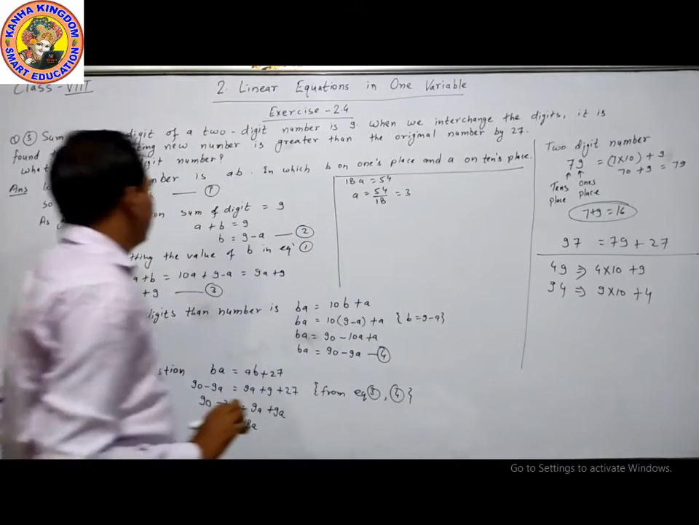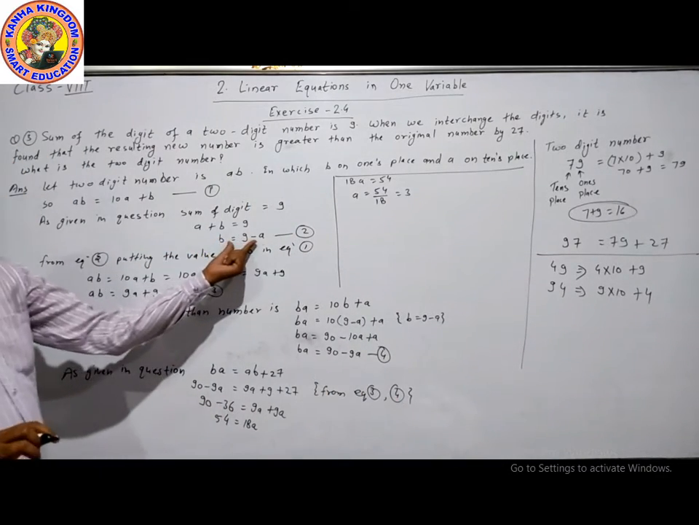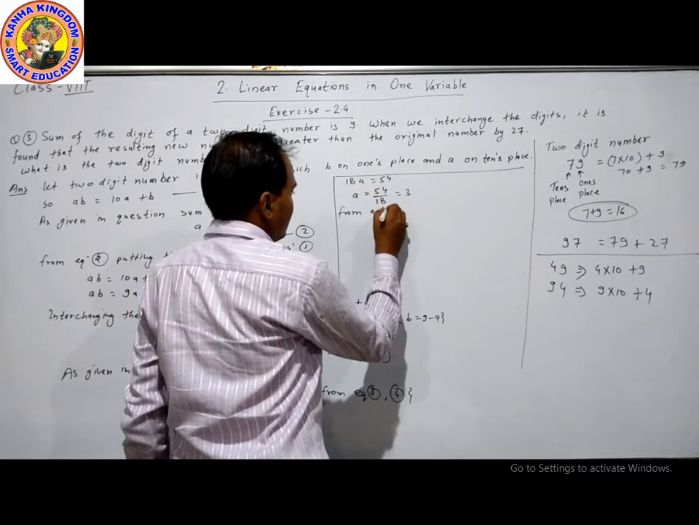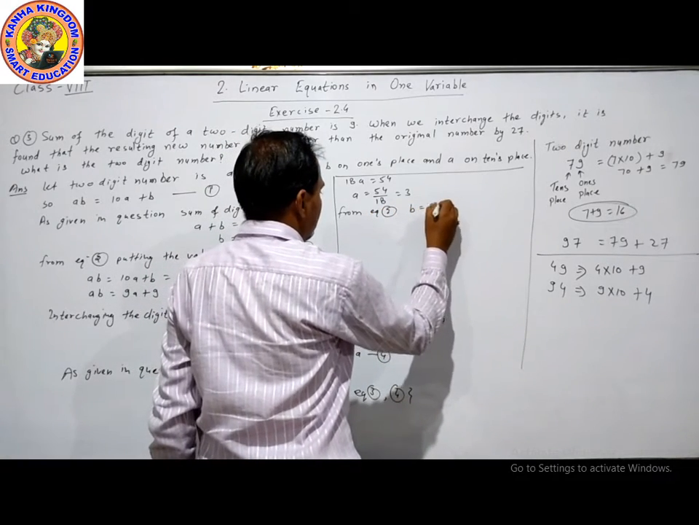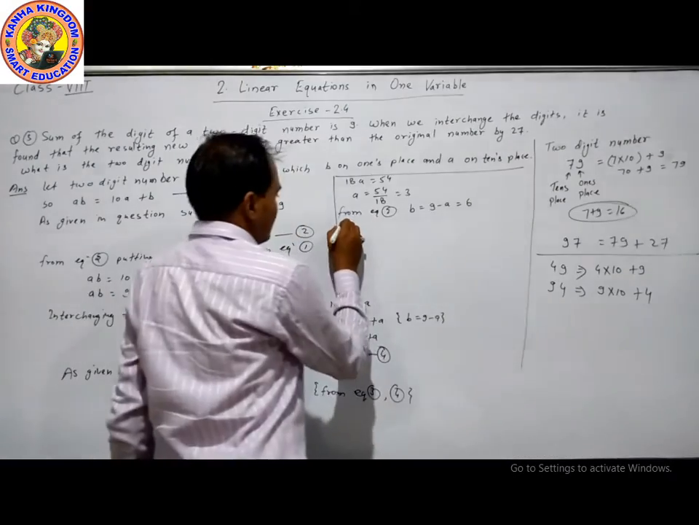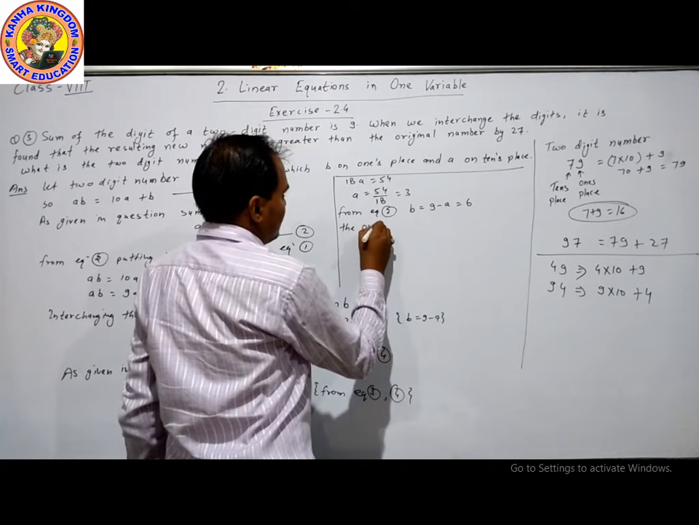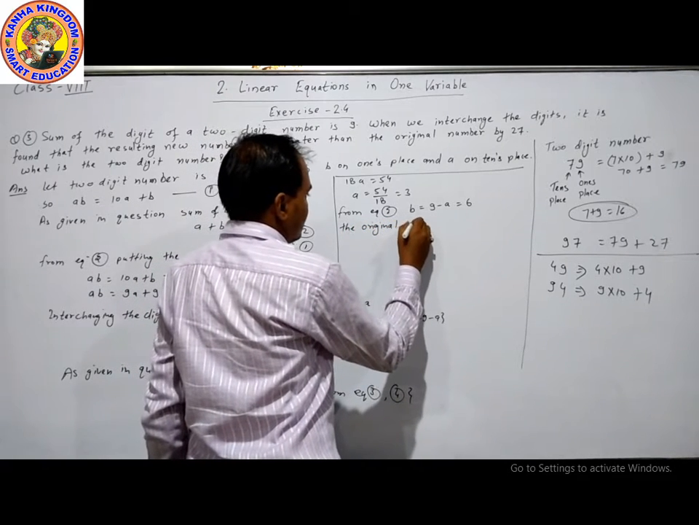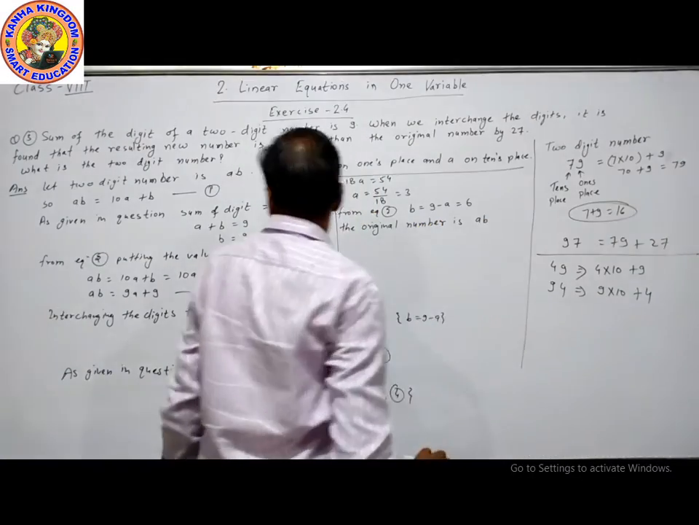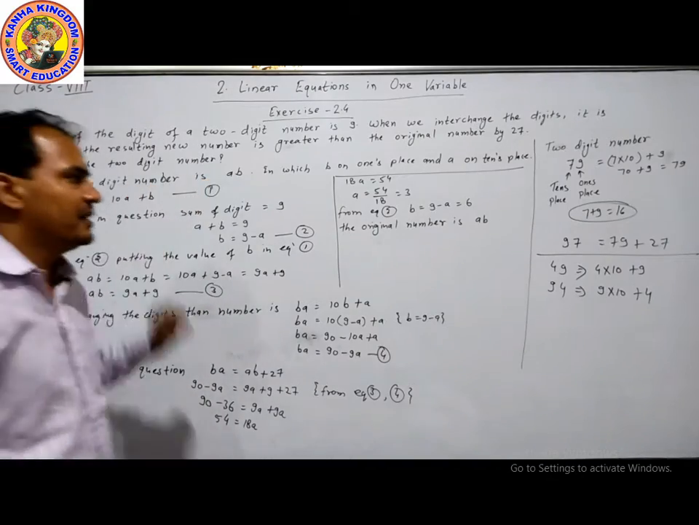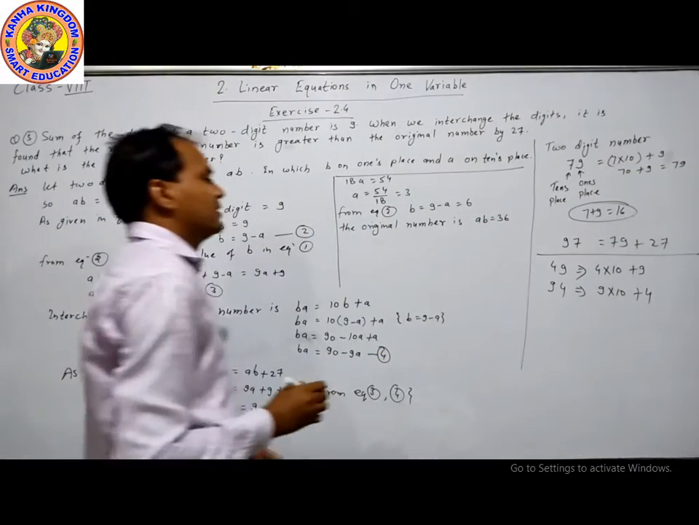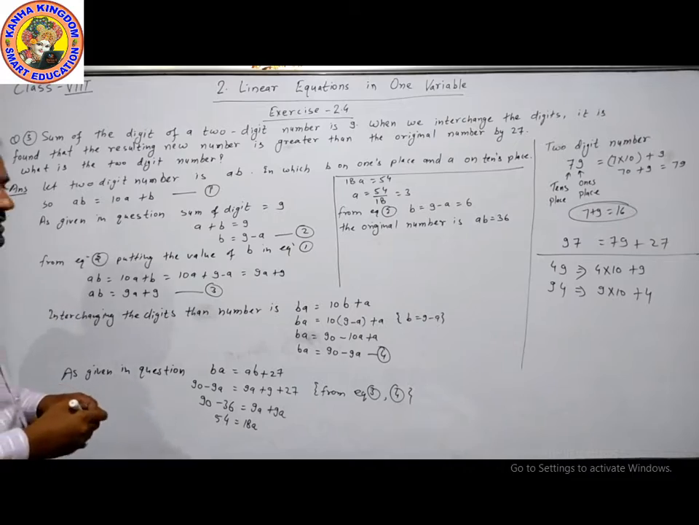So what is the value of B? B is equal to 9 minus A, from equation 2. So B is equal to 6. The original two-digit number is AB. Putting the value of A as 3 and B as 6, the original number is 36.